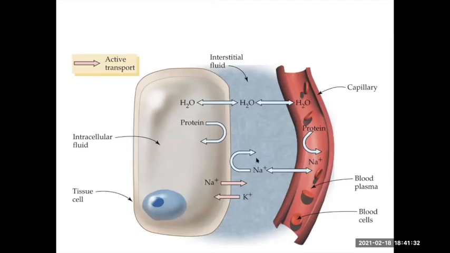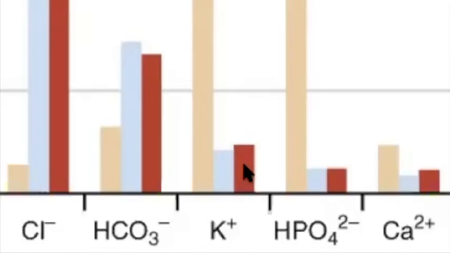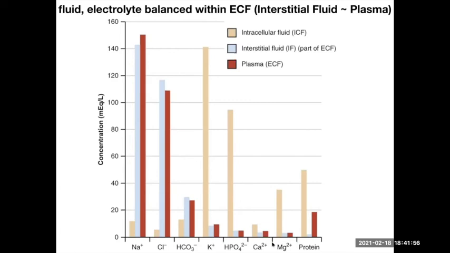But otherwise, if you look at the composition of any particular solute, if you look over here in this chart, blue and red are the extracellular fluid, interstitial and plasma right here. You'll see sodium is about the same, chloride is about the same, bicarb ions about the same, potassium ions about the same, red and blue here. All these are about the same, with the exception of the proteins, which are going to be much higher.